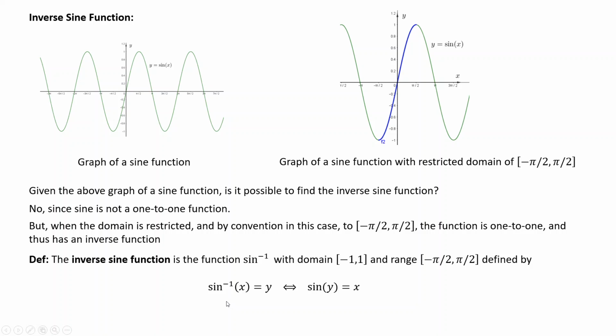Defined by, what is it defined by? Sine inverse of x is equal to y if and only if sine of y is equal to x. The inverse sine function is also called arcsine, denoted by ARCSIN. So I might use them interchangeably, sine inverse of x or arcsine of x. Either one means the same. Sine inverse of x is equal to y if and only if sine of y is equal to x, provided these conditions are satisfied. Cool? All right, let's solve some problems and make sense of all of this.